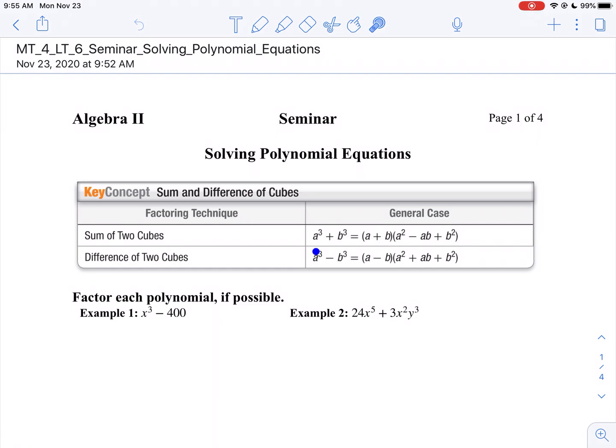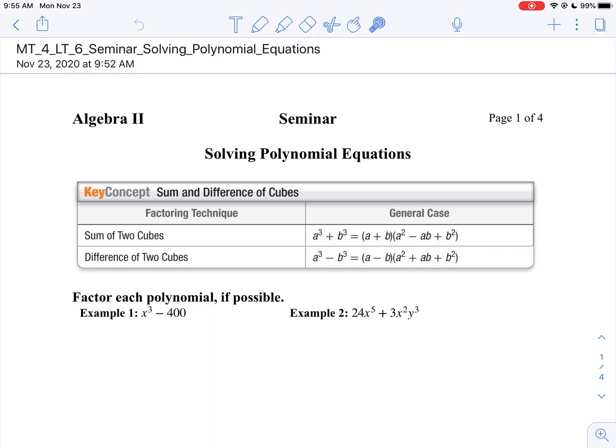And if it's a cubed minus b cubed, it's the same thing except your signs are switched around. That is, you'll have a minus to begin with and then a plus for the second term. Notice the last term is always positive because we're going to square it.